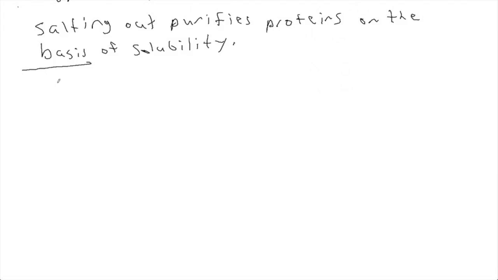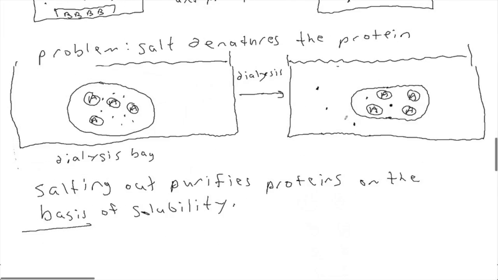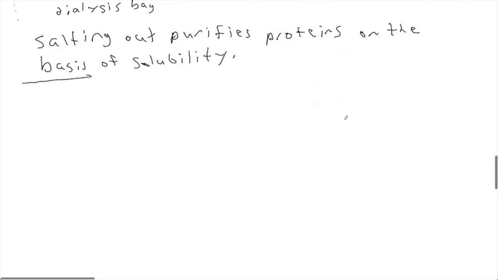What's the other method that we've talked about today? Dialysis. Now, we did talk about that, but that's not really a method of protein purification, right? Remember, that doesn't separate proteins. That's just a way of separating a protein from ions. So what's the other method of protein separation that we've talked about?